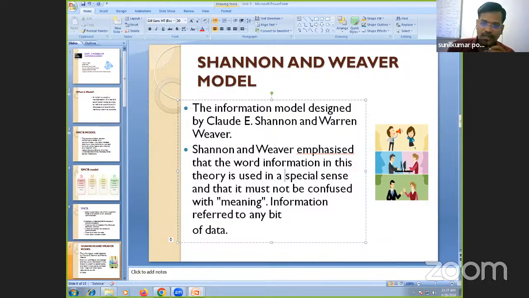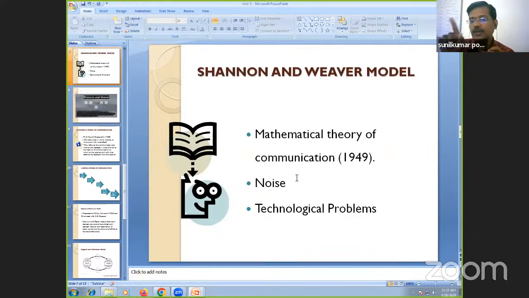So the Shannon and Weaver model is a mathematical theory of communication. Like mathematically, 2 plus 2 is equal to 4, so the output is clearly what happens. So the Shannon and Weaver model is also called the mathematical theory of communication. This model was framed in 1949. See, in the earlier SMCR model there is no noise, but in the Shannon and Weaver model they indicated one element, that is noise. And technological problems also appear when the message travels to reach the receiver.